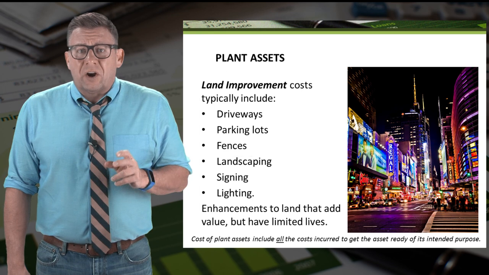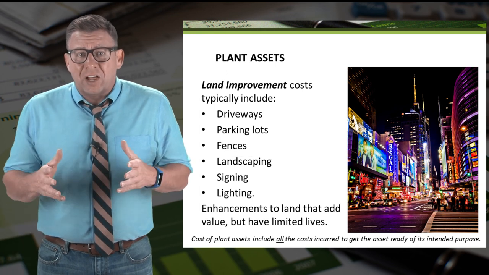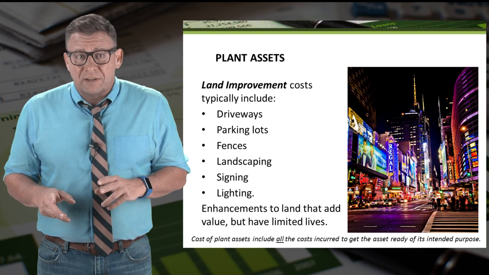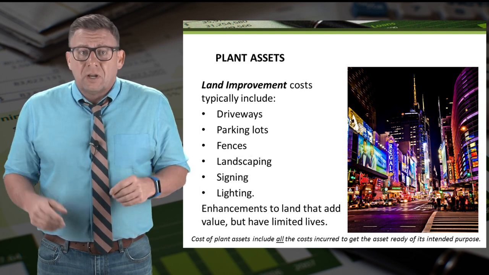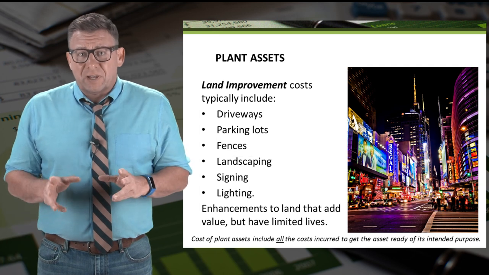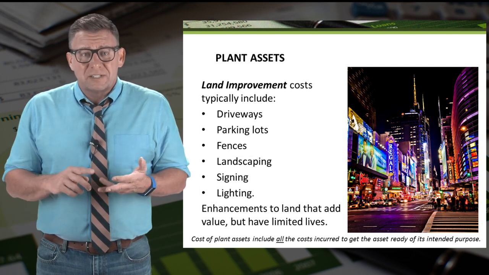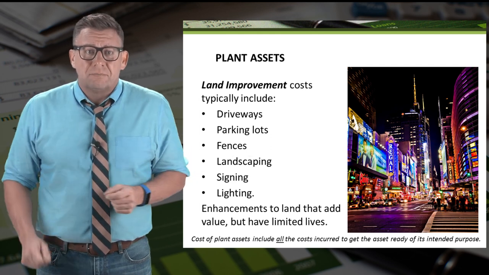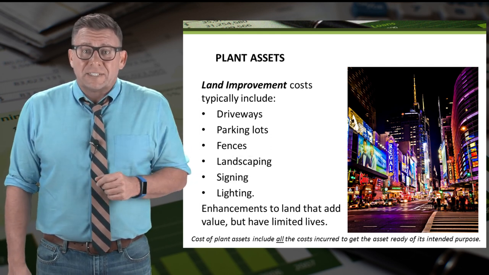Land improvements are enhancements to land that add value but have limited lives. So unlike land, which lasts forever, land improvements do not. Common examples of land improvements include driveways, parking lots, fences, landscaping, signing, and lighting. Okay, so let's look at an example.